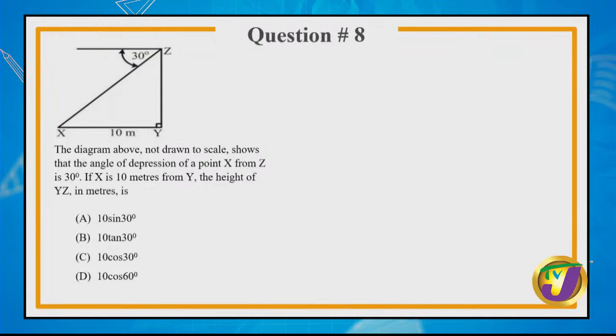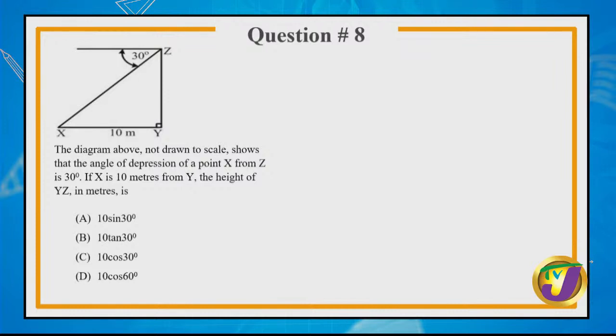Good. Here we have a diagram. Pay attention to the information on the diagram. The diagram above, not drawn to scale, shows that the angle of depression of a point X from Z is 30 degrees. If X is 10 meters from Y, the height of YZ in meters is, that's a mouthful. But it's represented there on the diagram for us.